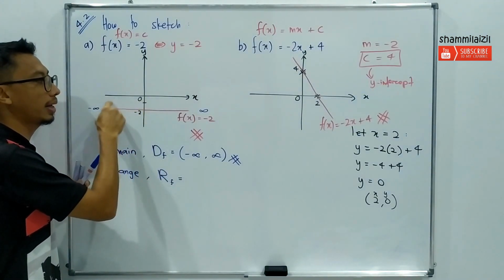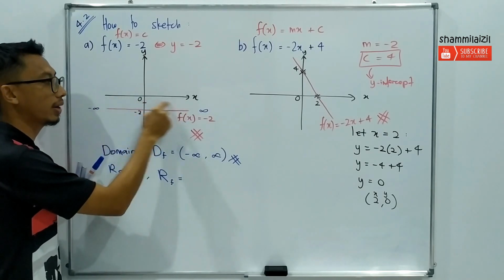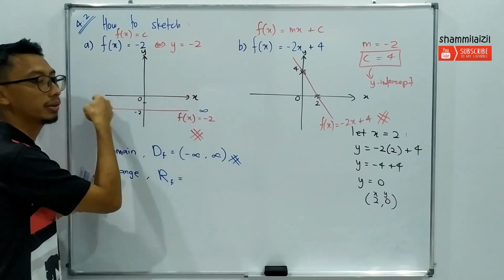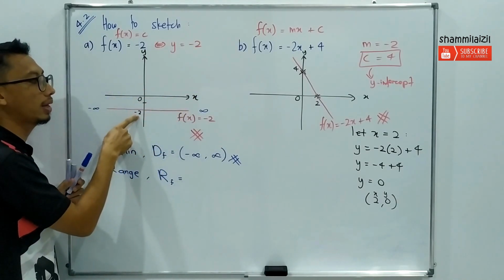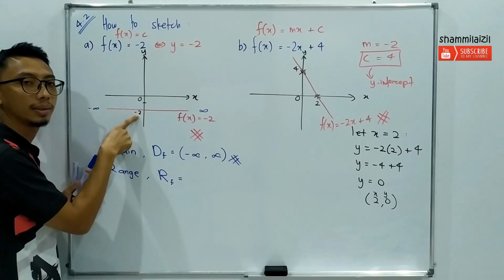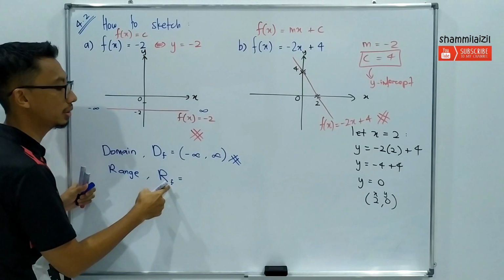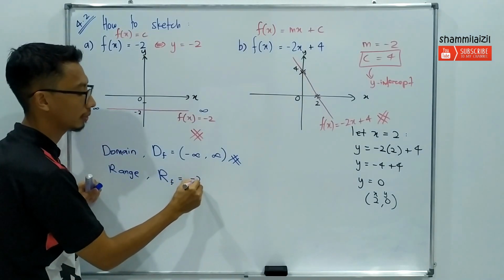Is there any graph at 0? At minus 1? There is no graph, right? This is minus 1. At y equals 0, is there any graph? No, right? So your graph has the value of y at minus 2 only. So that's why your range is minus 2 only.